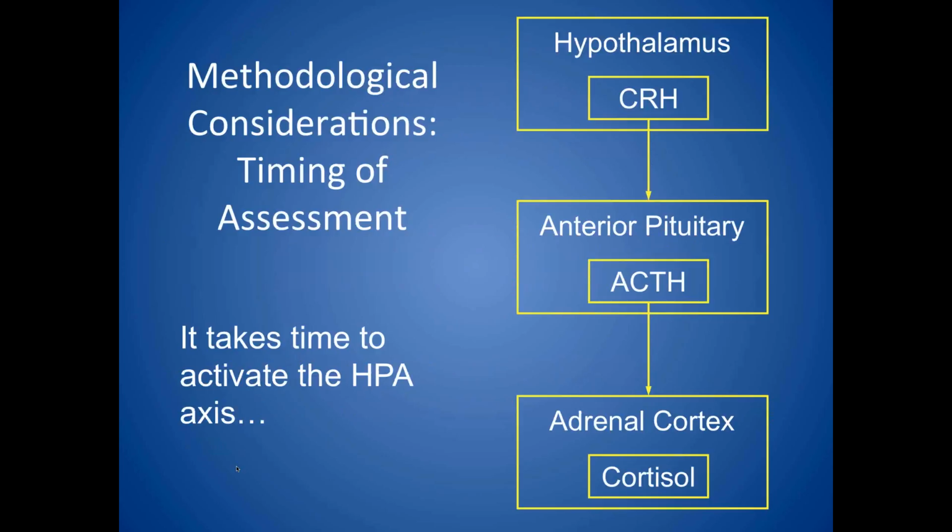Another one is the timing of assessment. So when you're actually going to take the saliva samples or blood samples that you would use to determine levels of cortisol. And cortisol is released as part of a hormone cascade. And so it can take time to actually see elevations in cortisol as the result of a stressor or some sort of stimulus. And in fact, your cortisol levels right now are actually reflecting what happened maybe more like 30 minutes ago instead of what's happening right now.